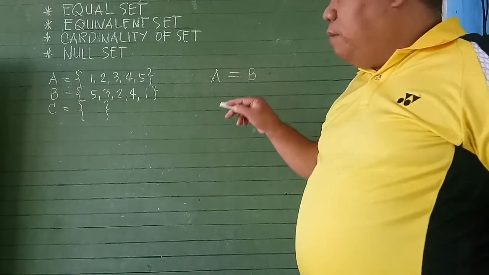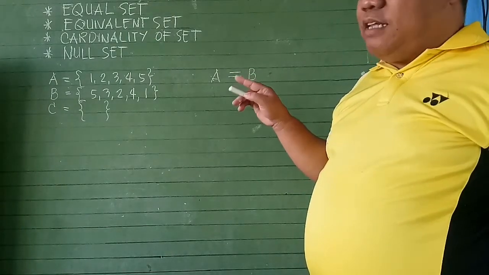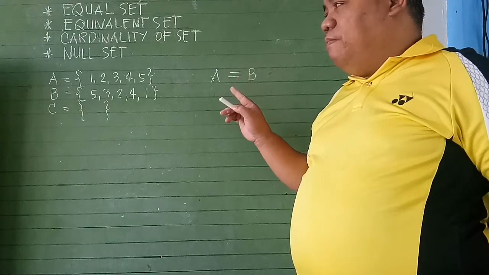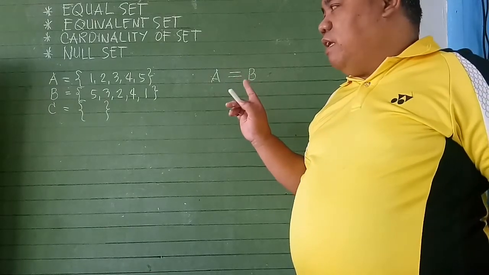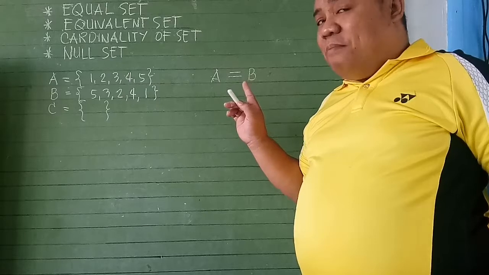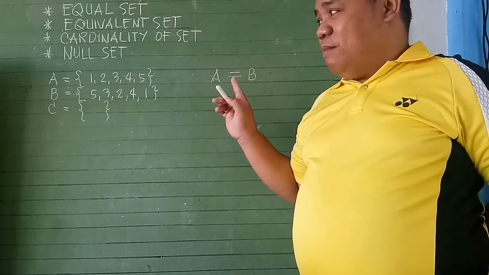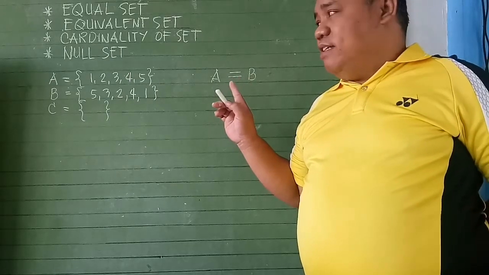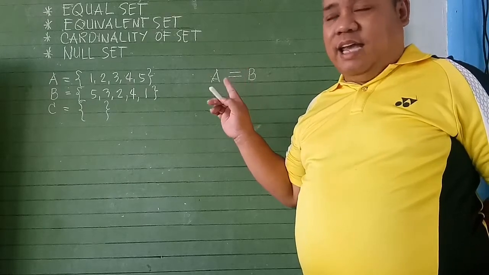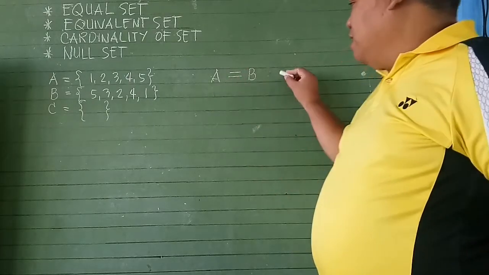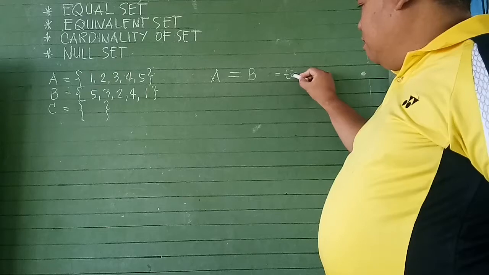They are equal because the elements in A are 1, 2, 3, 4, 5, but the elements in B are 5, 3, 2, 4, 1. So nirambol lang yung mga elements na nandoon sa B, which is actually, if we arrange them, the same as A. So these are what we call equal sets.